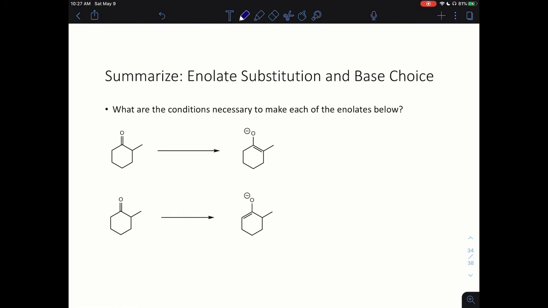So what are the conditions necessary to make each of these enolates below? You go ahead and pause and try. These are all asymmetrical ketones, so you're going to have to make some choices. We can see that the products are constitutional isomers of one another. The first product comes from deprotonating here. The second product from deprotonating at the other alpha carbon.